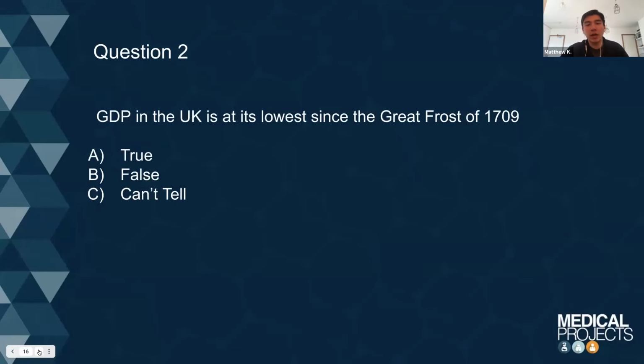So GDP in the UK is at its lowest, and they've used a big term here, lowest, since the Great Frost of 1709. Whenever you see something like lowest, highest, greatest, you know that, again, if you've looked at the important information from the blurb, you'll be able to answer it well.